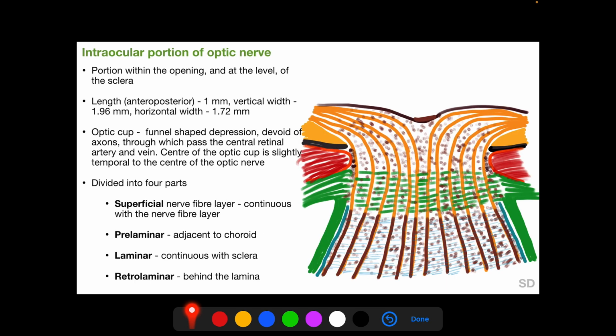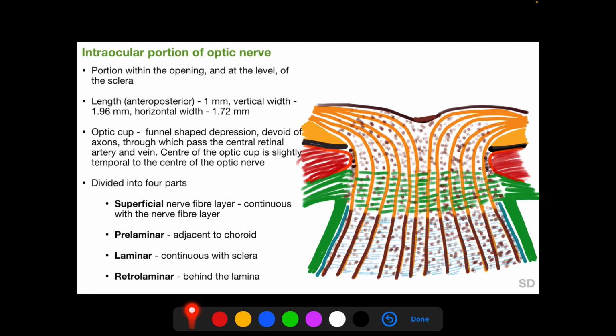The intraocular portion of the optic nerve is the portion within the opening and at the level of the sclera. The anteroposterior length of the intraocular portion of the optic nerve is 1 mm, the vertical and the horizontal width being between 1.5 to 2 mm. The vertical width being larger than the horizontal width, the optic disc, that is the surface of the intraocular portion of the optic nerve, appears vertically oval on ophthalmoscopy.